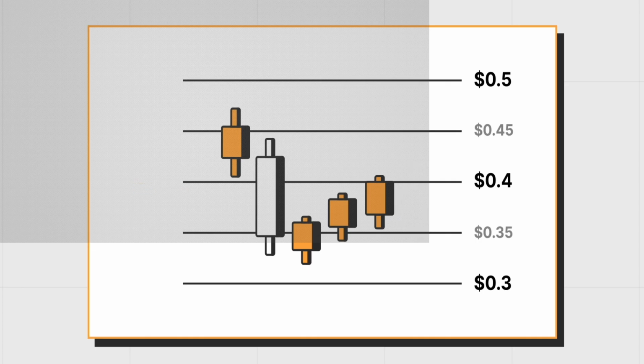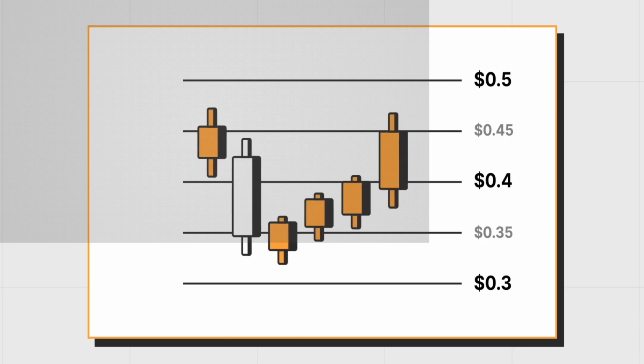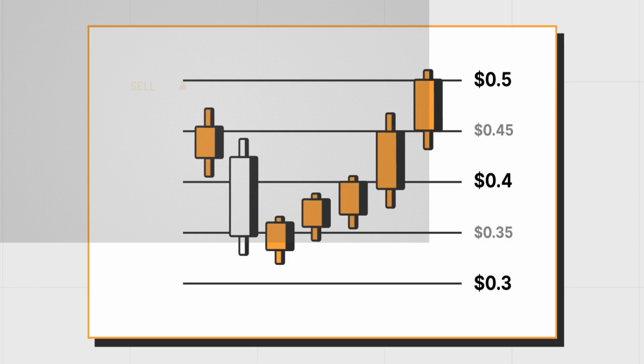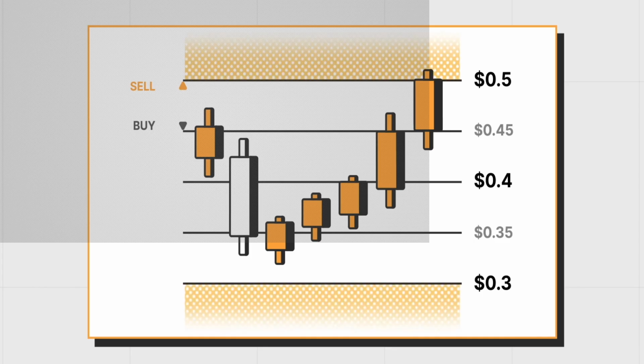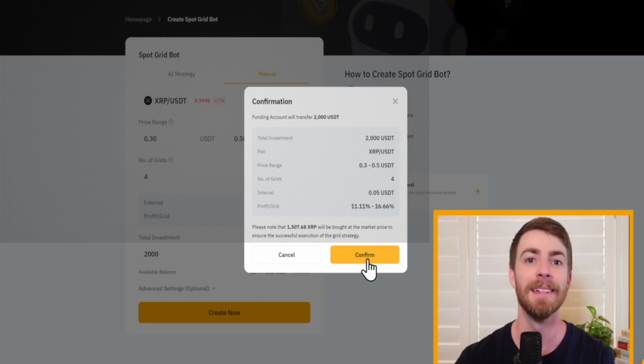Let's say instead XRP travels straight to 45 cents. A sell order will be executed and a buy order will be placed at 35 cents. XRP travels to 50 cents next. A sell order will be executed and a buy order placed at 40 cents. You can see that the grid's buy and sell orders travel along with the price jumps. If the price travels outside of the grid's bounds, so above 50 cents or below 30 cents, no orders will be placed.